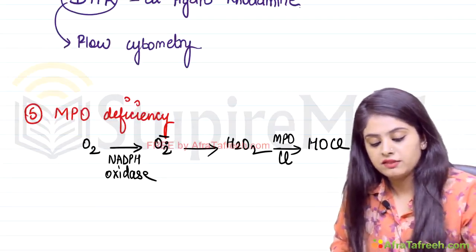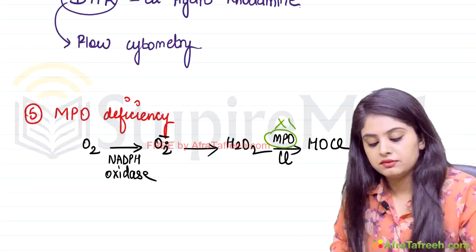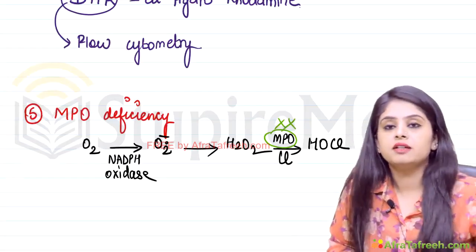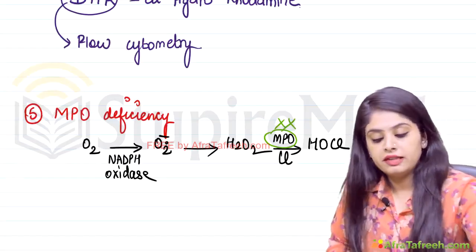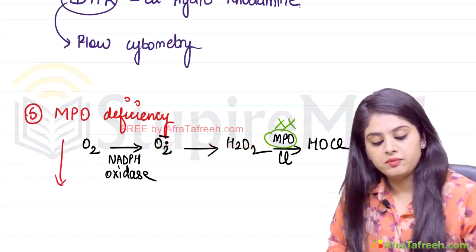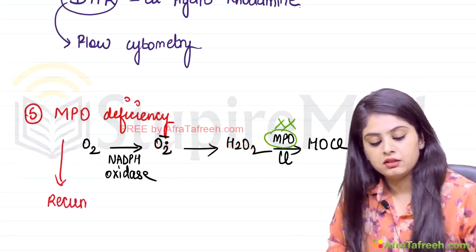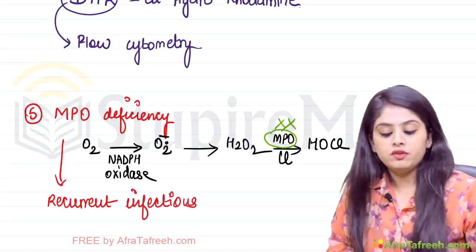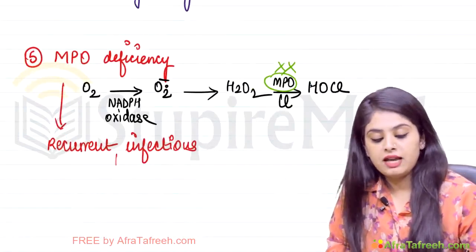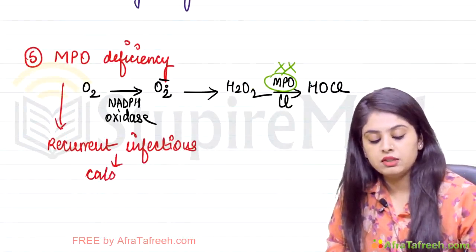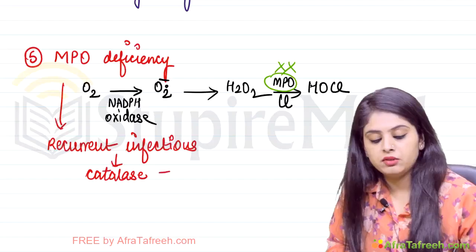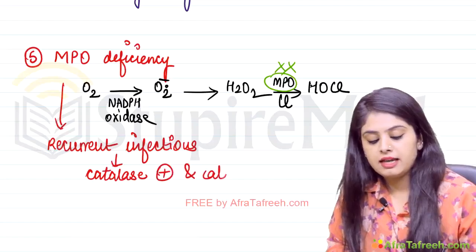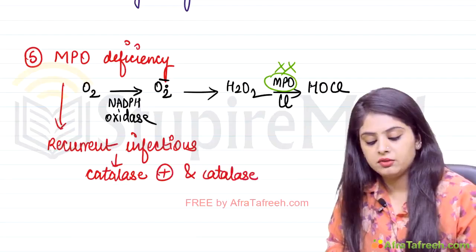Now students, what if someone has an MPO deficiency? Will this pathway occur? No. So then this patient will suffer from recurrent infections. But the catch point over here is, this patient will have recurrent infections with both catalase positive organisms and catalase negative organisms.